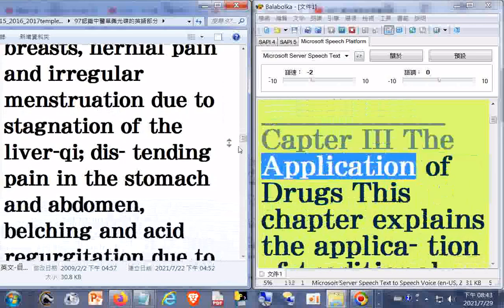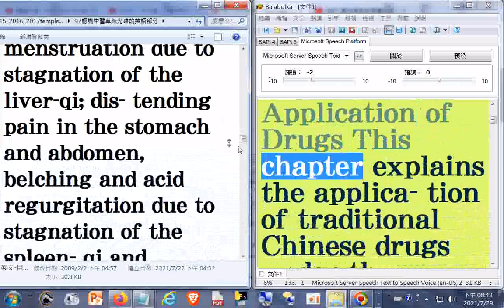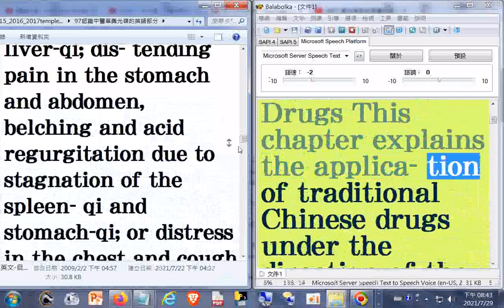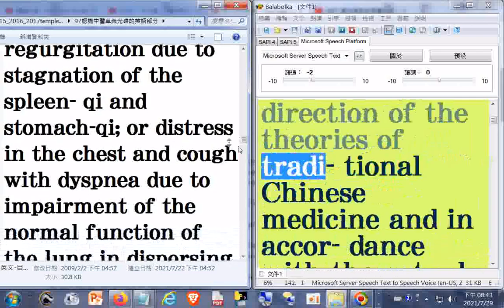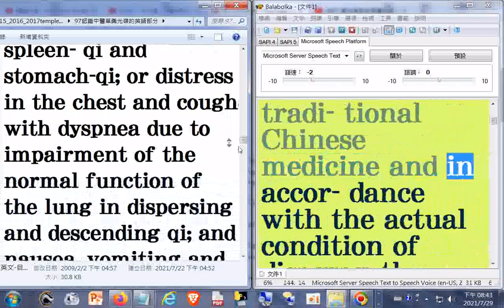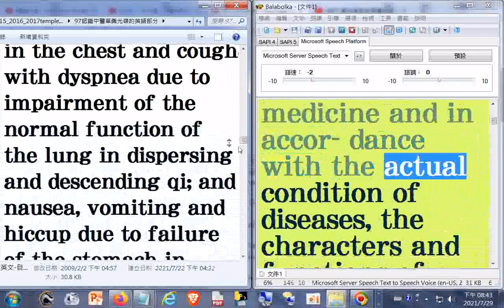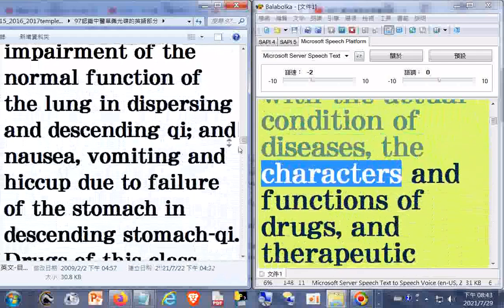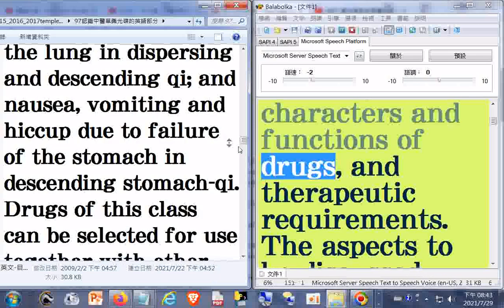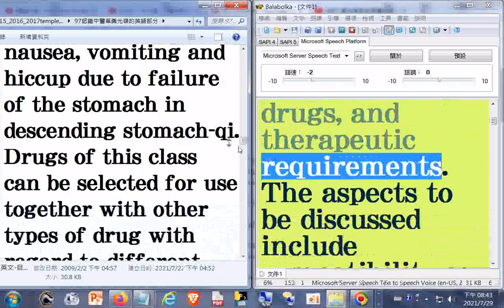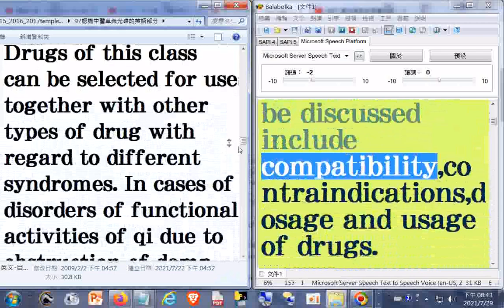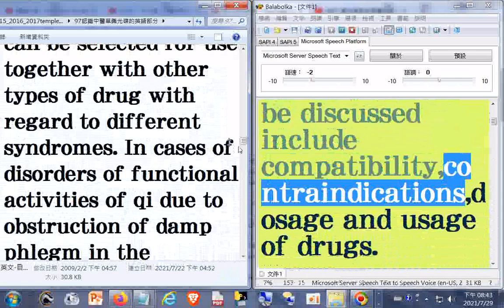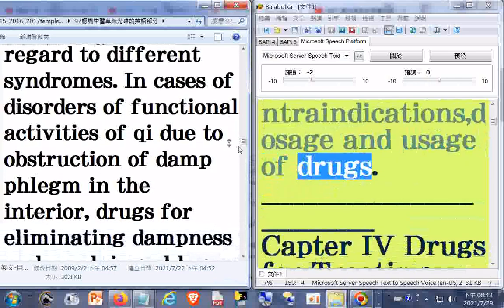Chapter 3: The application of drugs. This chapter explains the application of traditional Chinese drugs under the direction of the theories of traditional Chinese medicine and in accordance with the actual condition of diseases, the characters and functions of drugs, and therapeutic requirements. The aspects to be discussed include compatibility, contraindications, dosage, and usage of drugs.